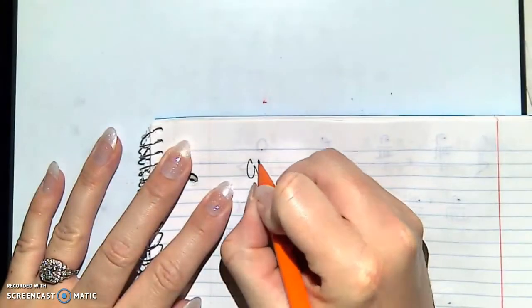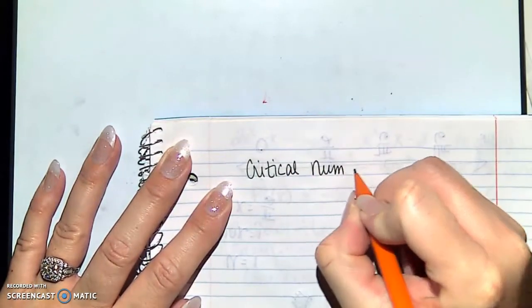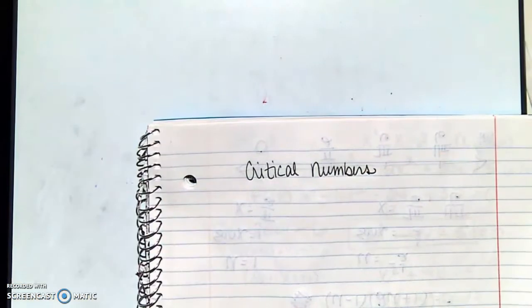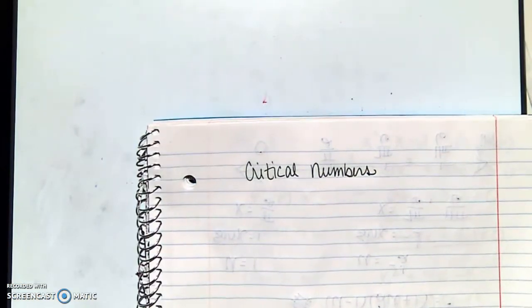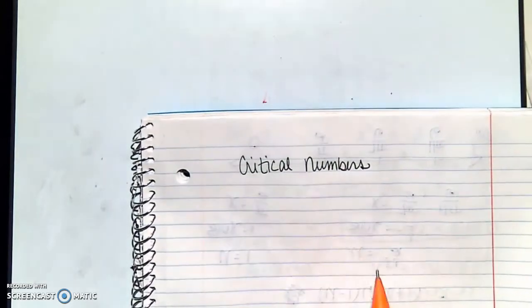All right, so we're going to talk about critical numbers. And critical numbers are going to be something that we use as a reference to start finding maxes and mins and where graphs change direction, that type of thing.